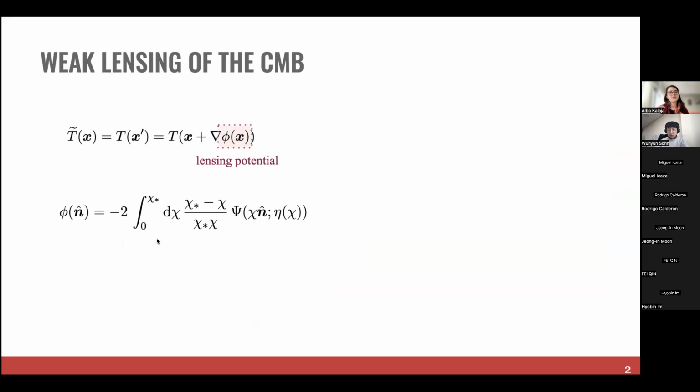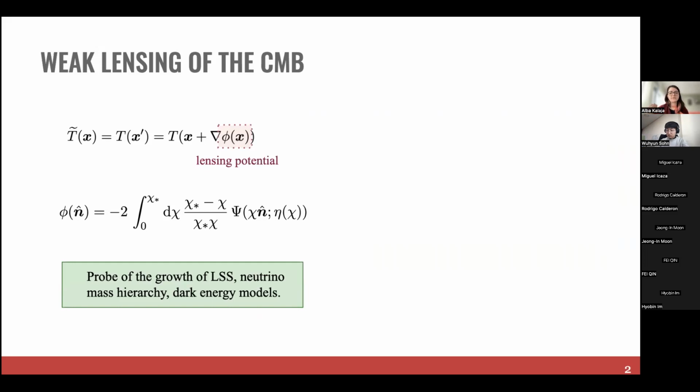And so as such, the lensing potential traces the structure of matter across several redshifts. And so it can give us very interesting information about the growth of large-scale structure independently of large-scale structure surveys. So this information comes from the CMB. And on neutrinos, they can be used to determine the neutrino mass hierarchy and also dark energy models, especially when you look at redshifts closer to us, where the effect is more important.